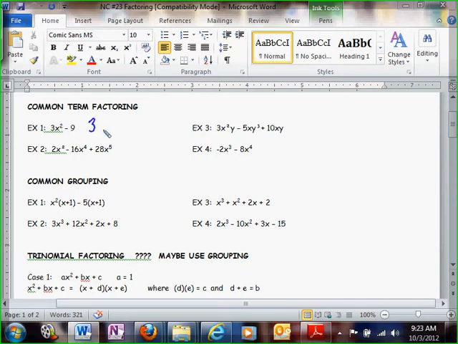And the way I do that is, when I factor that 3 out, I open up a set of parentheses. And what I'm doing when I factor out a 3 is I'm really dividing each term inside by 3. And so 3x squared divided by 3 is x squared. Minus 9 divided by 3 is minus 3. And I'm done.